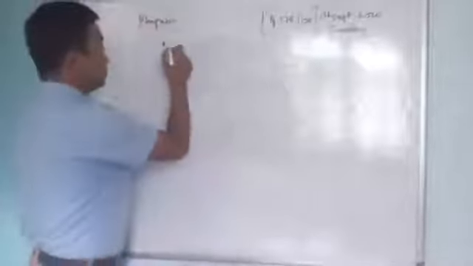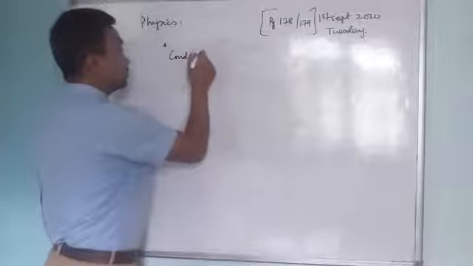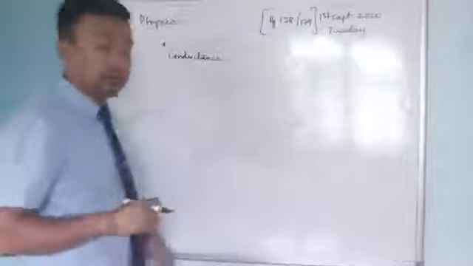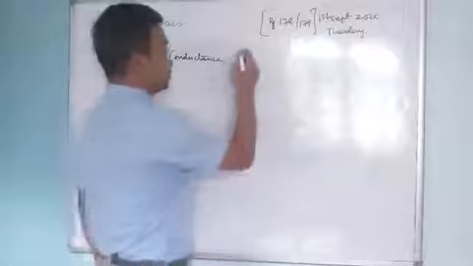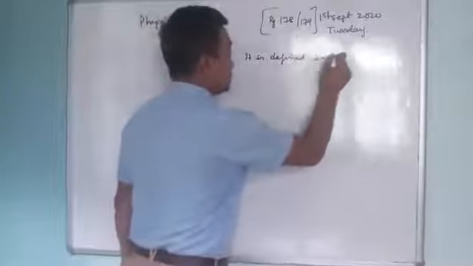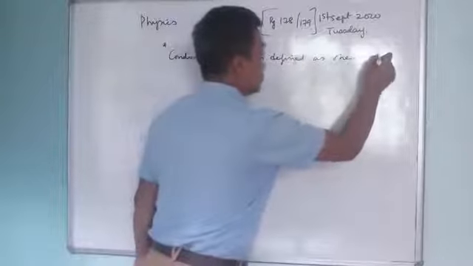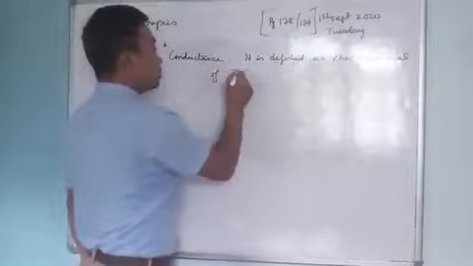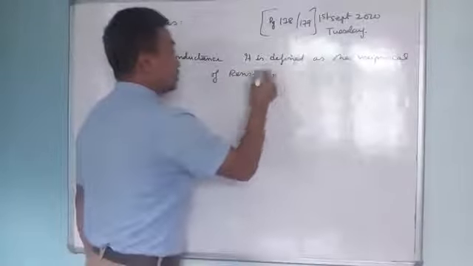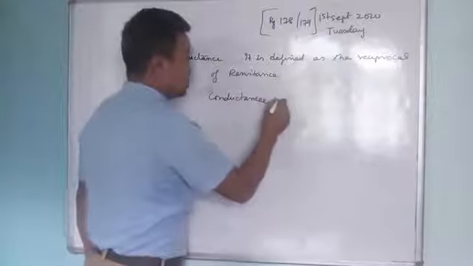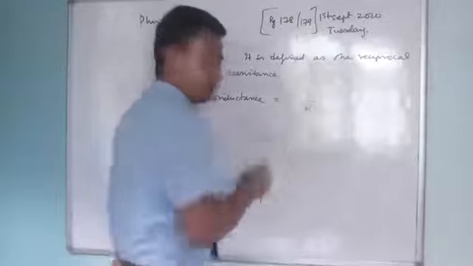Now there is another term, that is the conductance. Conductance is defined as the reciprocal of resistance. So we can also write like this: conductance is equal to 1 by R, the resistance.